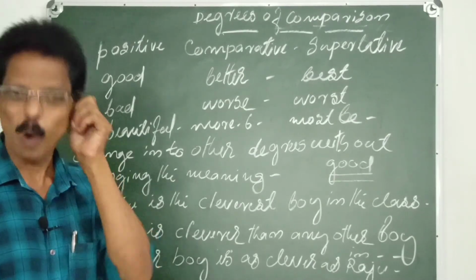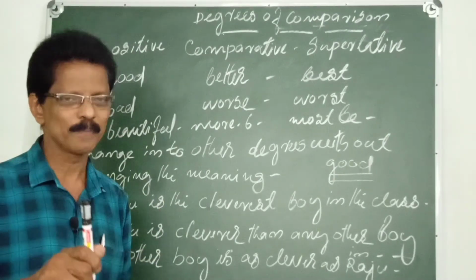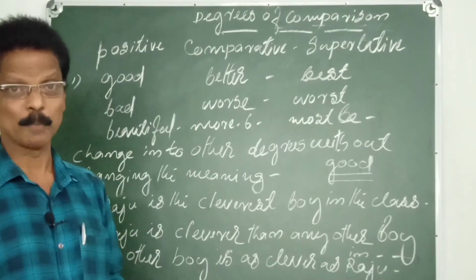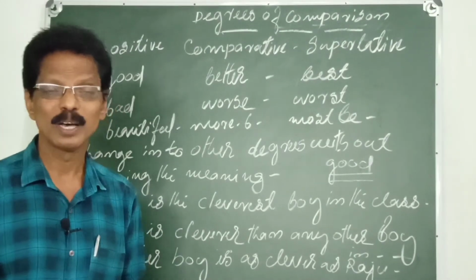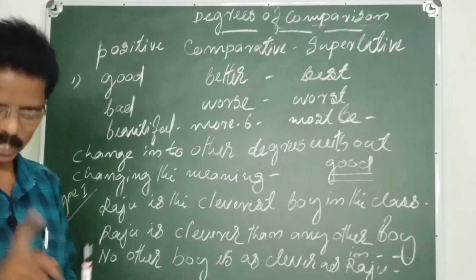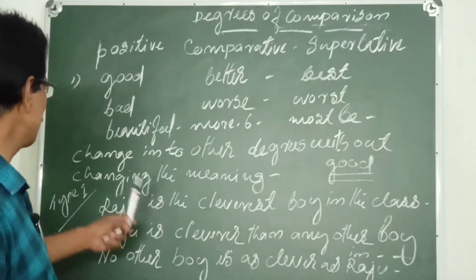So, when there is only one, you are to use positive degree. When there are two, use comparative degree. When there are more than two, you have to use superlative degree. Now, what you have to study is another one. What is that?